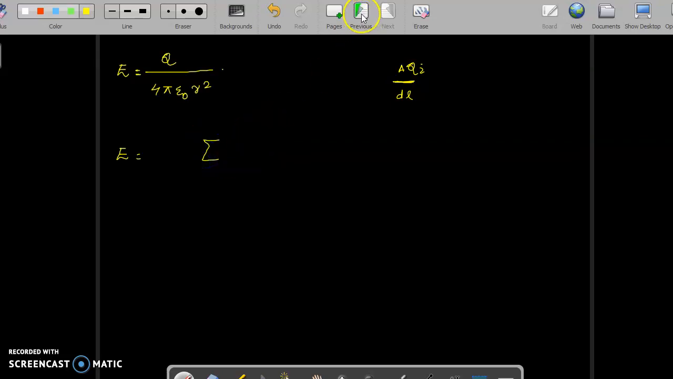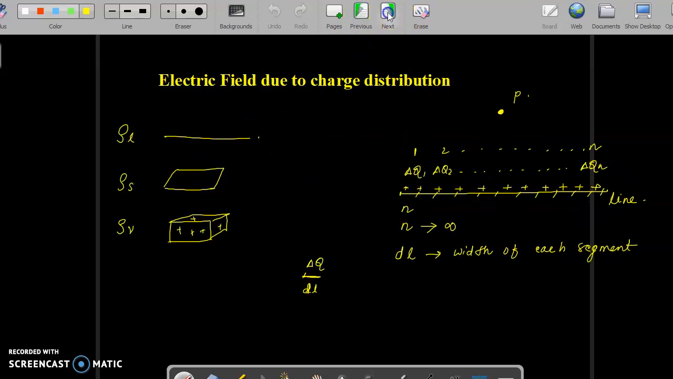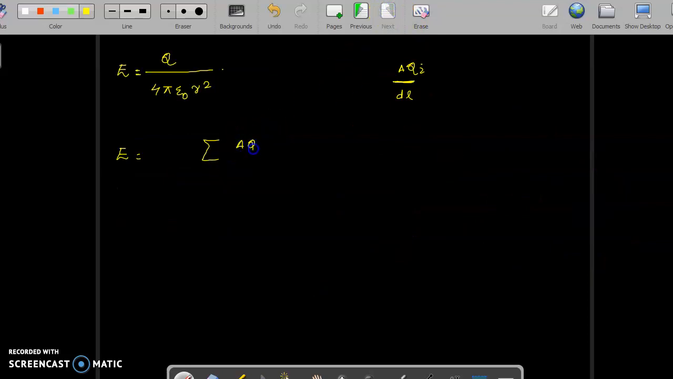we need to take the sigma. So all the charges, total charges, that is delta qi, where i changes from 1 to n, and n is approaching infinity. So we have to apply the limit where n approaches infinity, of delta qi upon 4 pi epsilon naught r square. Here r is the position vector of the point P.